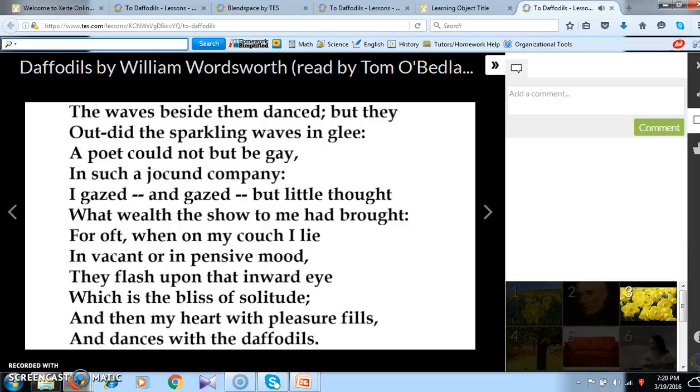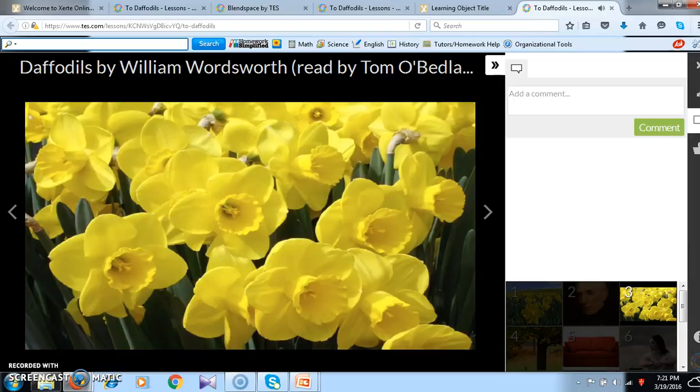A poet could not but be gay in such a jocund company. I gazed and gazed, but little thought what wealth the show to me had brought. For oft, when on my couch I lie, in vacant or in pensive mood, they flash upon that inward eye, which is the bliss of solitude. And then my heart with pleasure fills, and dances with the daffodils.